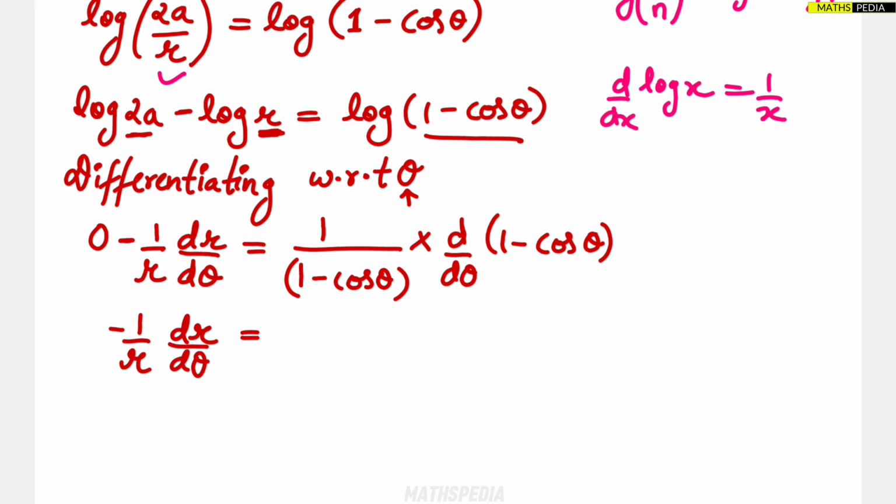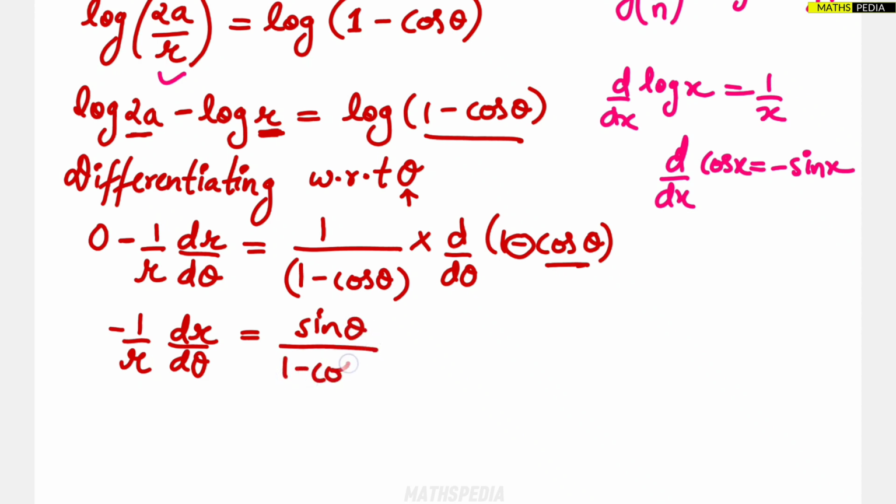Differentiation of 1 is 0, because it is a constant. Minus sign is sitting, be careful. Differentiation of cos theta is minus sin theta. Just note that point: differentiation of cos x is minus sin x, we have studied. The same concept has to be applied here. So it will become minus, and one more minus sitting, so it will become plus sin theta divided by 1 minus cos theta. This is the value we are getting here.